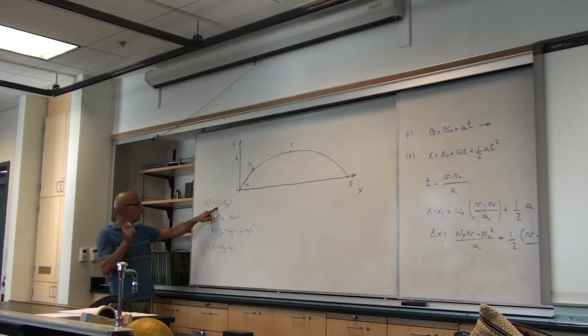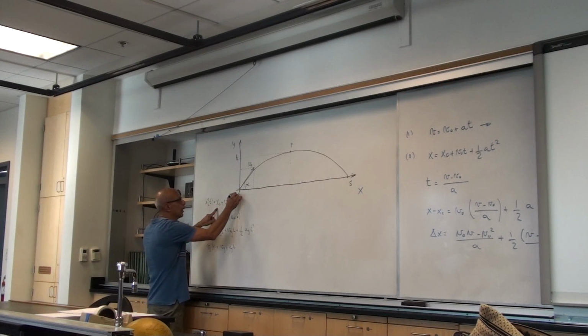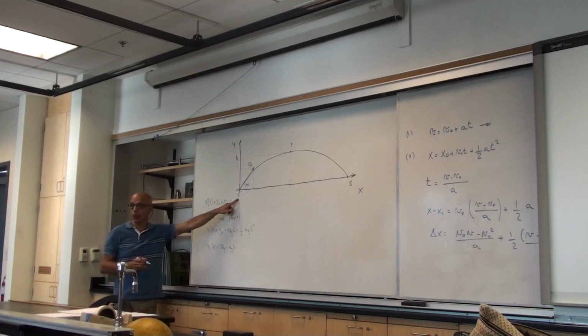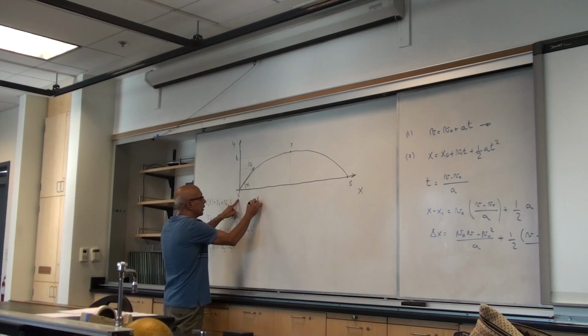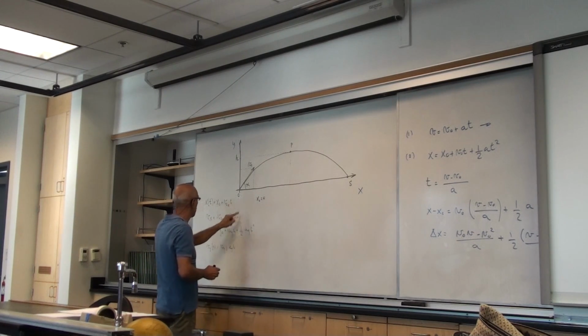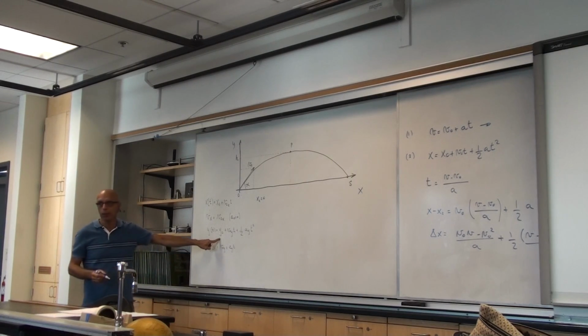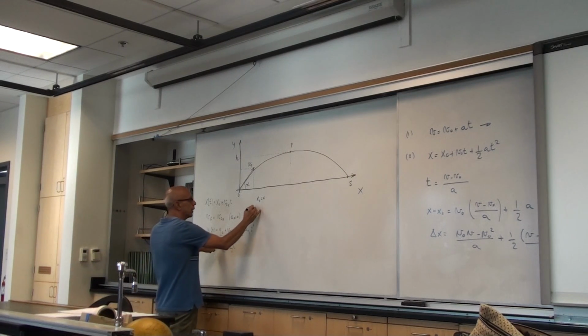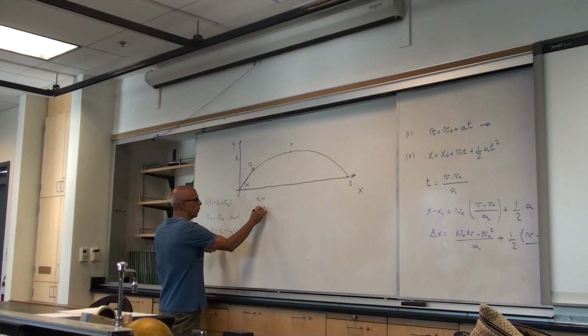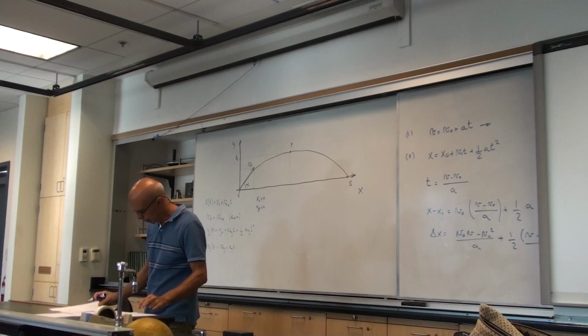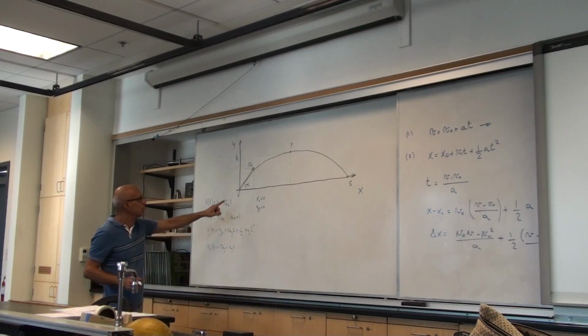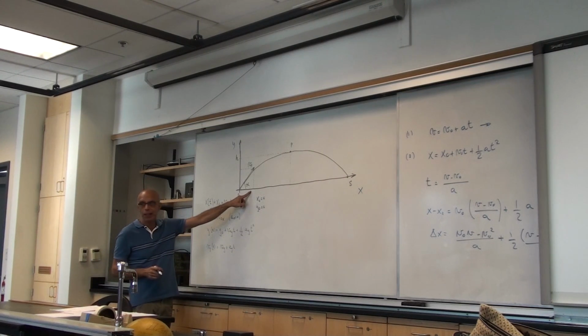So what is the value of x0? It's here, right? x0 is here. This is the x-axis. The value of x0 is 0. So x0 equals 0. y0 is also 0, right?